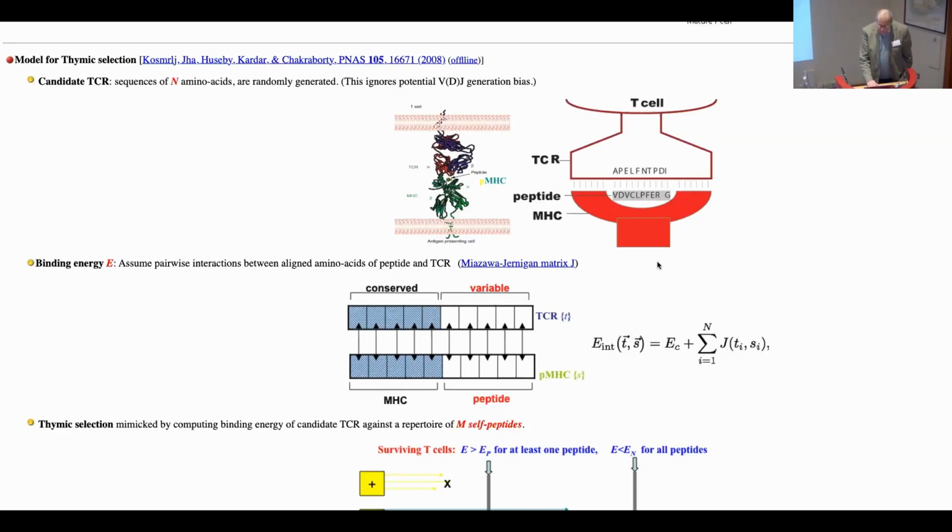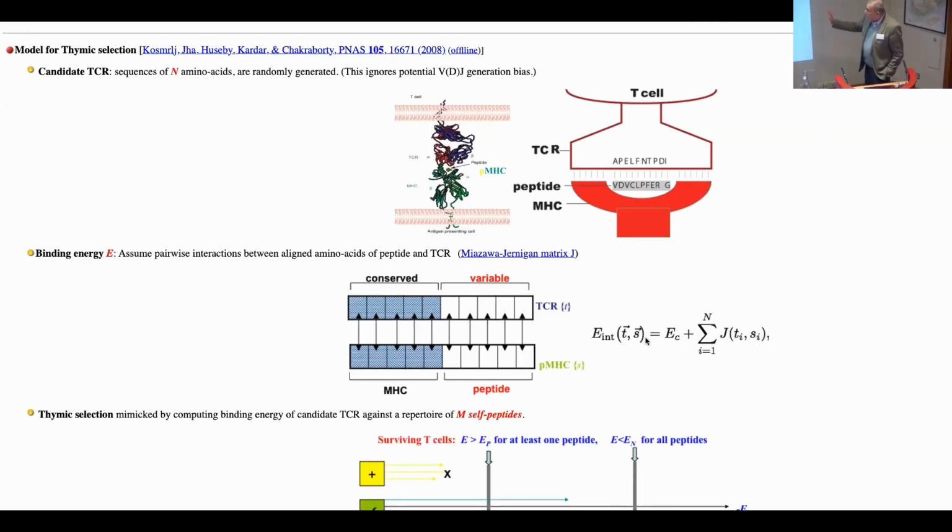And we assume that the binding energy is really a sum total of pairwise binding energies, assuming that the T cell receptor and the peptide are kind of in contact, and the number one amino acid of one is interacting with number one of the other, and so forth. And all you need to do is to specify some matrix of the binding between pairs of amino acids. We use one of the available matrices, Miyazawa-Jernigan, but hopefully the results that I give are not specific to this model of binding, this model of particular interactions, etc.